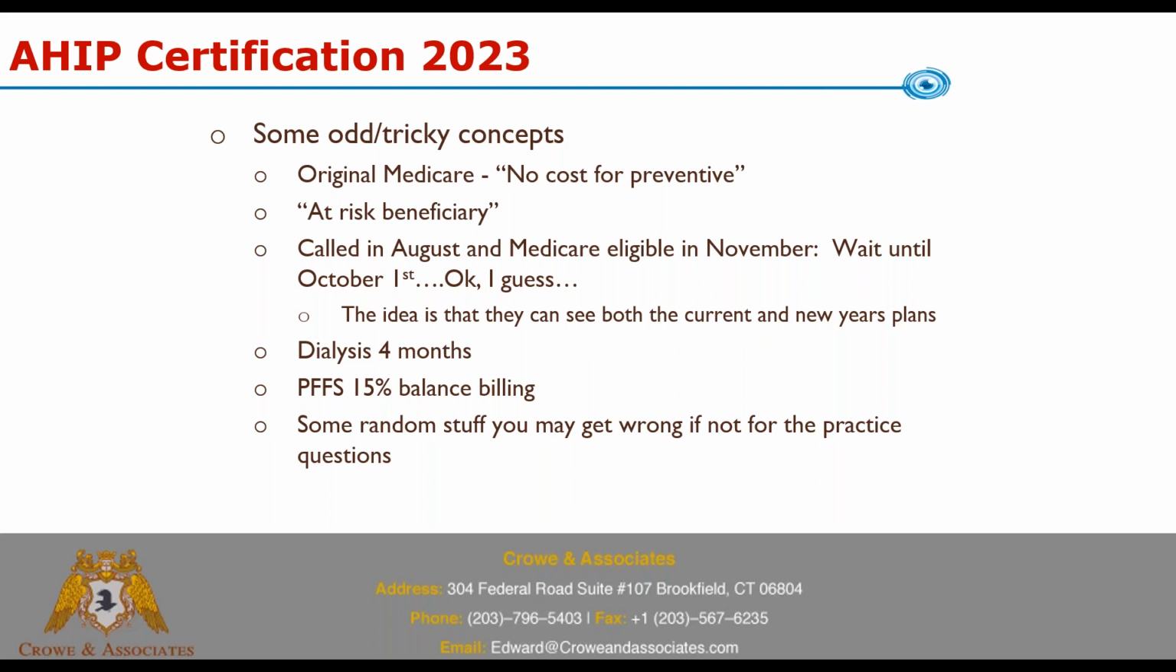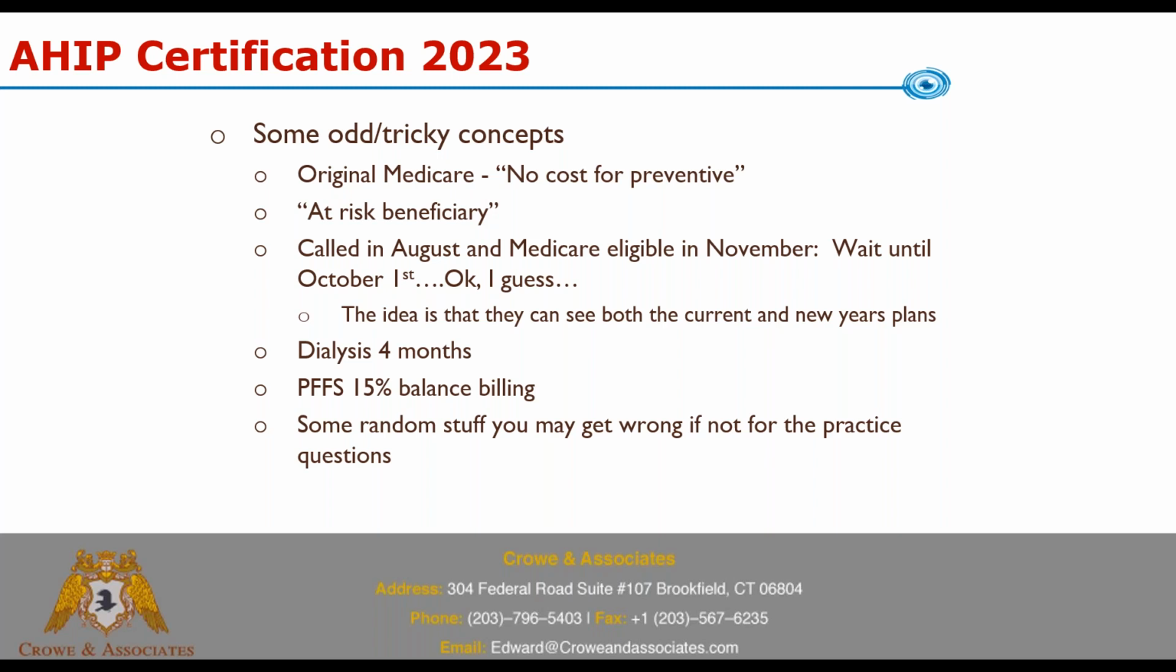There were some odd, tricky concepts and questions last year. I assume it'll be the same this year. One tricky one is a question about original Medicare, and the answer is there's no cost for preventative. Medicare doesn't cover much when it comes to an annual physical, so it's kind of a trick question in my mind. But the answer, if you see that, is there a cost for preventative with original Medicare? No. It's just that I guess they're not looking at the details because original Medicare covers very little on an annual physical.